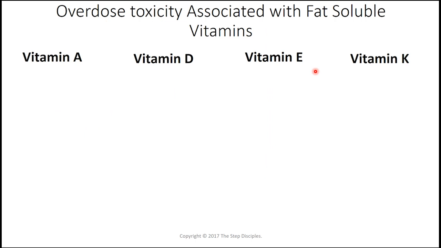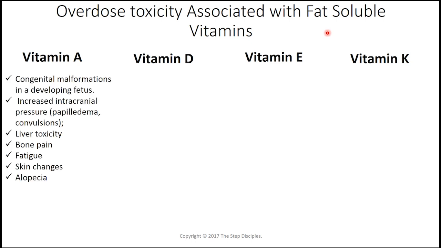There are overdose toxicities associated with the fat-soluble vitamins. I'm not really going to make a big stink about this because I don't think it's that important, but I'm just going to say them now, and that's all I'm ever going to say about them. Vitamin A, if you overdose on it, you can have congenital malformation in a developing fetus, increased intracranial pressure, liver toxicity, bone pain, fatigue, skin changes, and alopecia, so losing hair. Vitamin D overdose is hypercalcemia, calcification of heart vessels and nephrons. We've already gone through that. That's important for you to know.